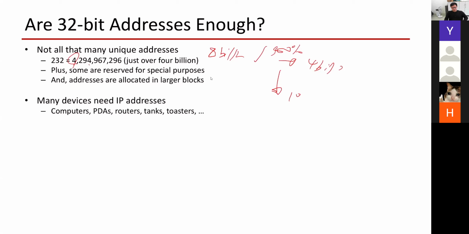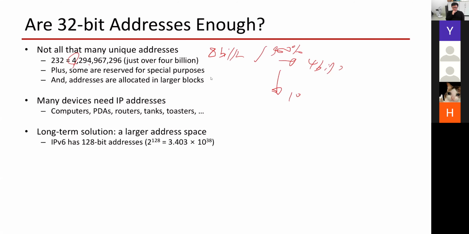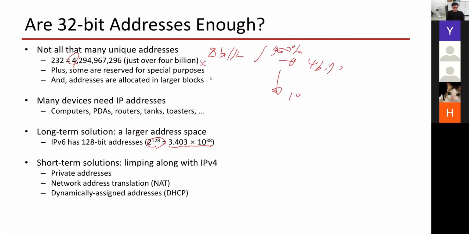No? Okay, so IPv6, of course, if we implement it for the long term, 2 to the power 128, which is long enough, is 4 billion multiplied by 4 billion multiplied by 4 billion multiplied by 4 billion devices, which is large enough, right? Or the short-term solution, limping along with IP version 4. Something like private addresses. Something like NAT, network address translation, or something like DHCP.